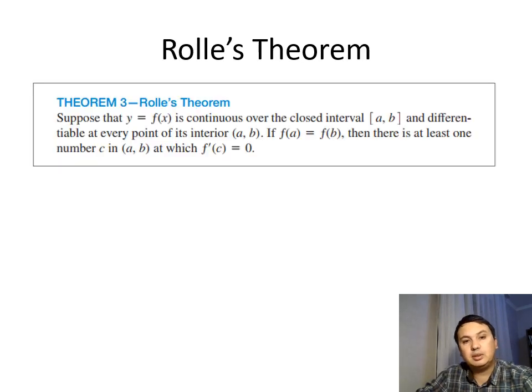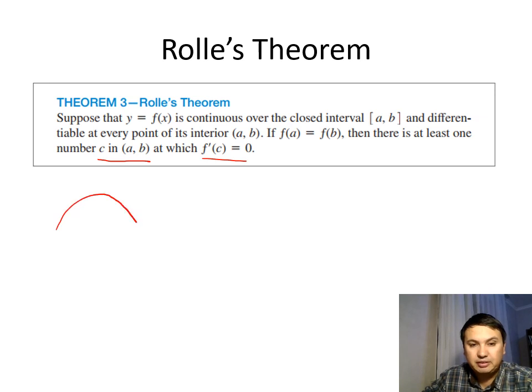Rolle's theorem. So here's the statement. Suppose that f is continuous over the closed interval [a, b] and differentiable in the open interval (a, b), and let's assume that f(a) is equal to f(b), so the function is equal at the endpoints a and b, right? Then Rolle's theorem states that there is a number c inside this interval such that its derivative is going to be 0. Okay, so for example, you might have some function like this.